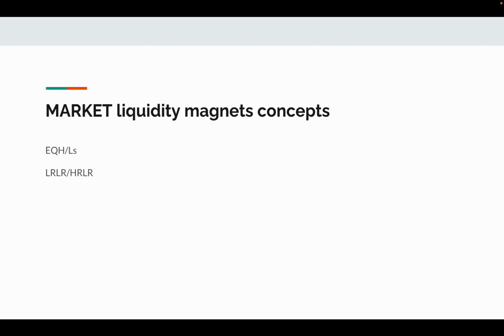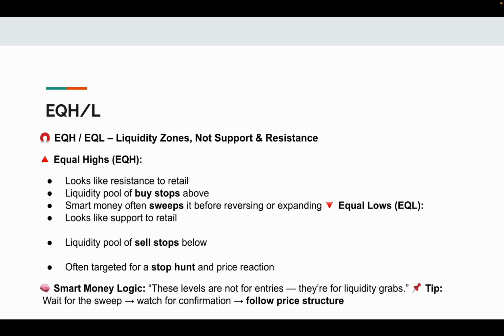Today we're going to talk about market liquidity, market concepts, magnet concepts. We're going to talk about equal highs and equal lows, and low resistance liquidity runs and high resistance liquidity runs. Let's start with equal highs and equal lows.